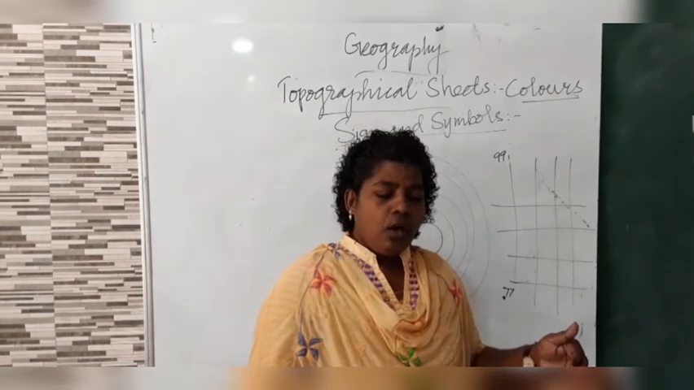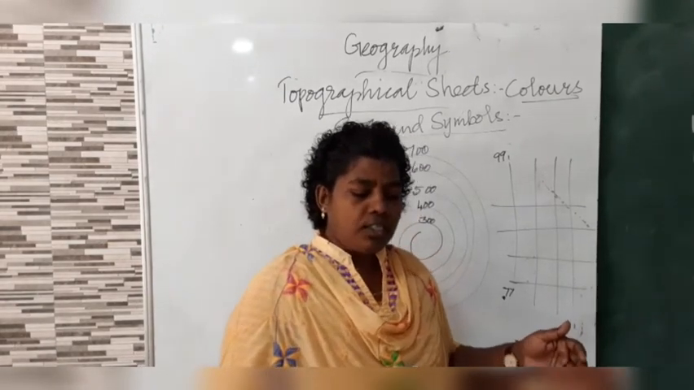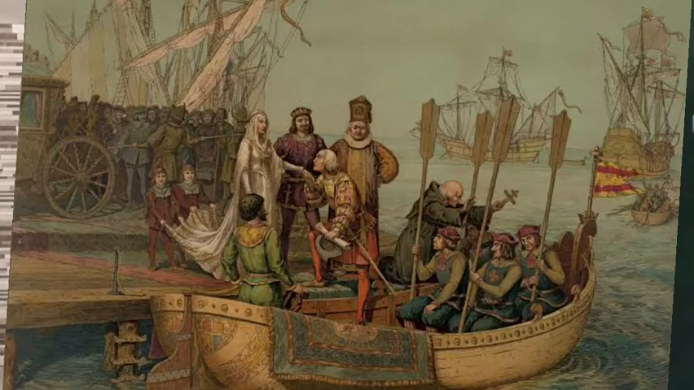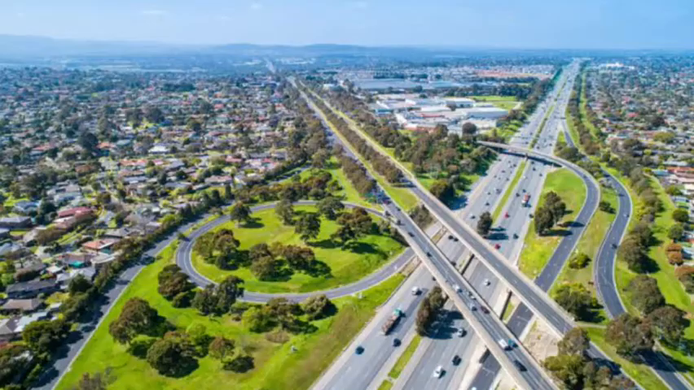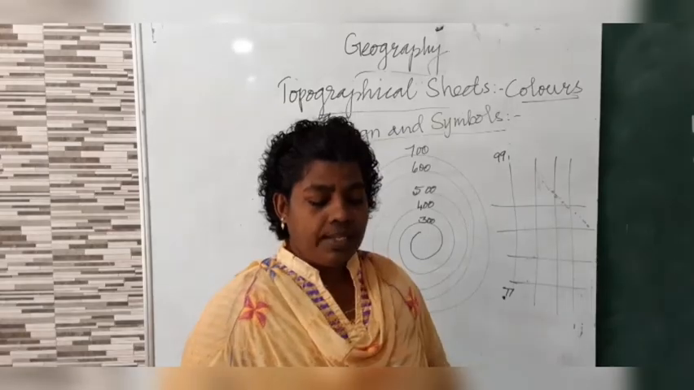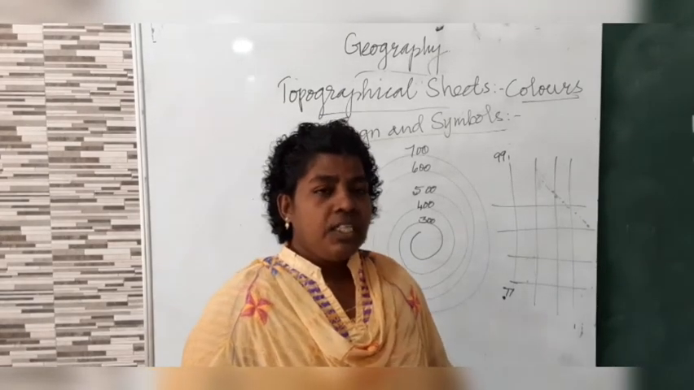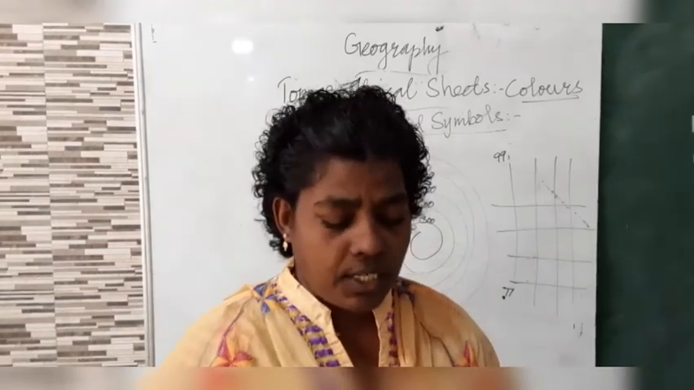Trading: a large settlement with many cart tracks, roads and railways. Okay, the settlement with cart tracks, roads, railways are there. You have to understand there is transporting of goods and materials taking place in those places. Did you understand, children?